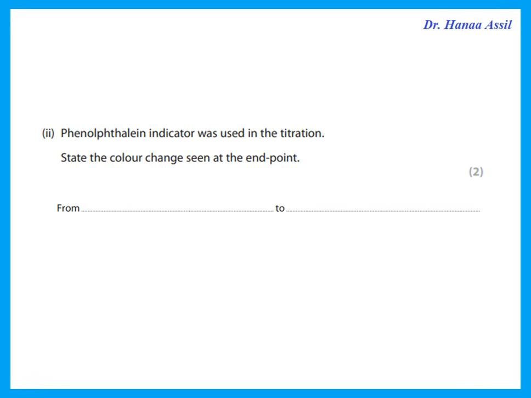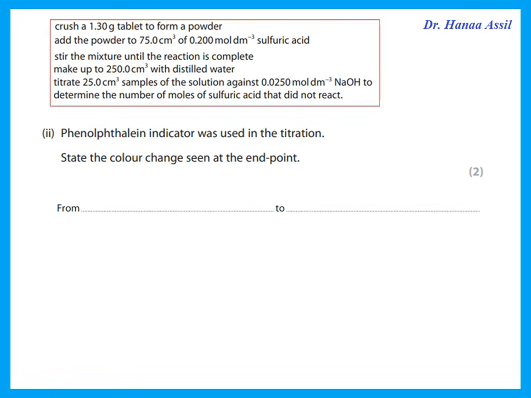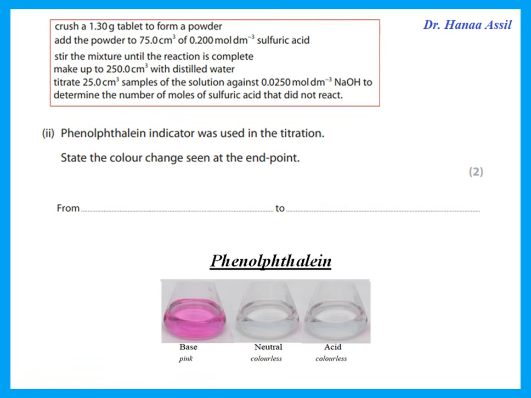Phenolphthalein indicator was used in the titration. State the color change seen at the end point. So he added phenolphthalein to what? Remember, what he had in the flask, what he was titrating against sodium hydroxide, was the acid. So if you remember, the color of phenolphthalein in acid is colorless, and then it changes to pink. So the end point in this case will be when the first pink color remains in the flask.